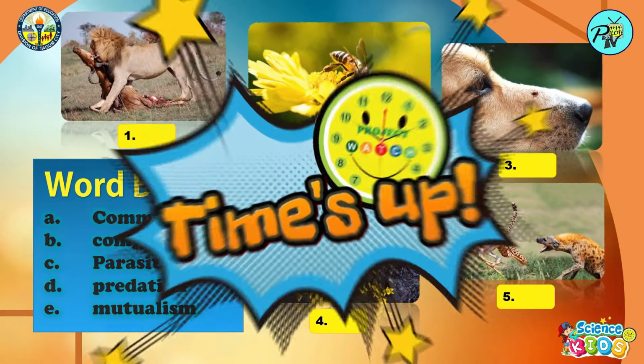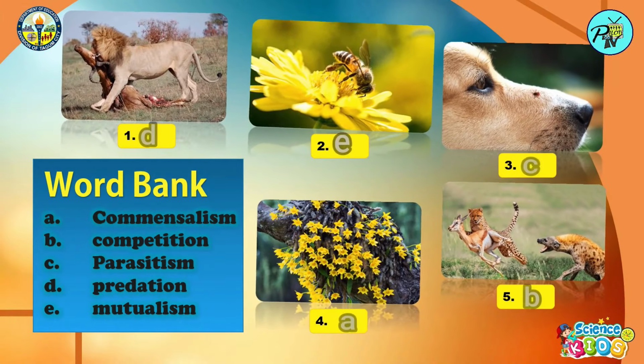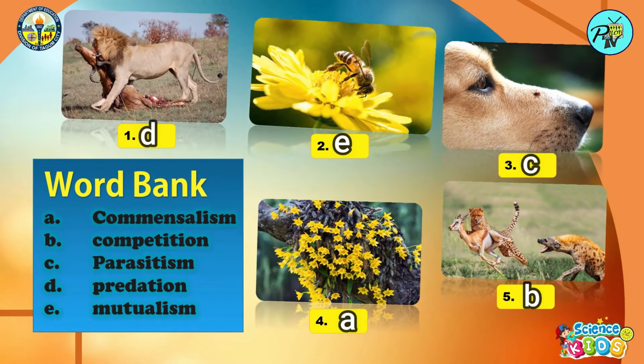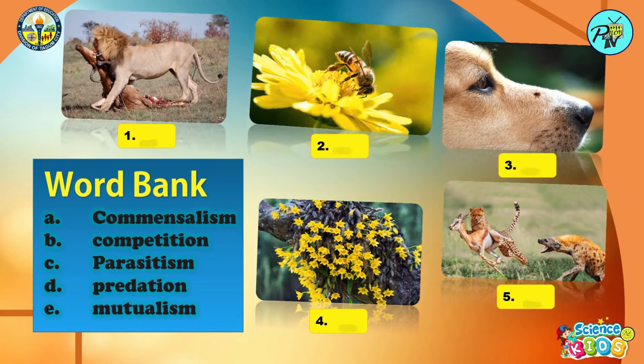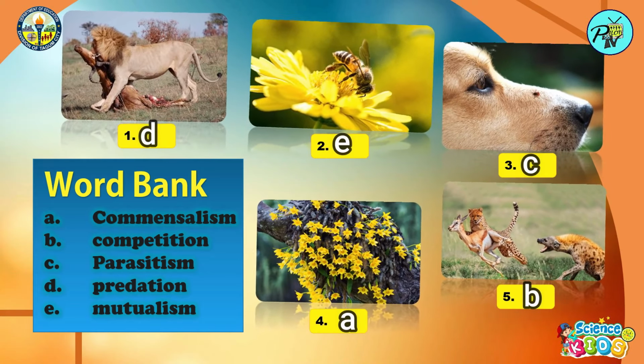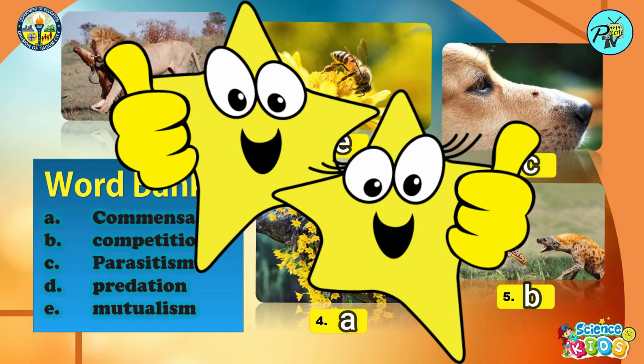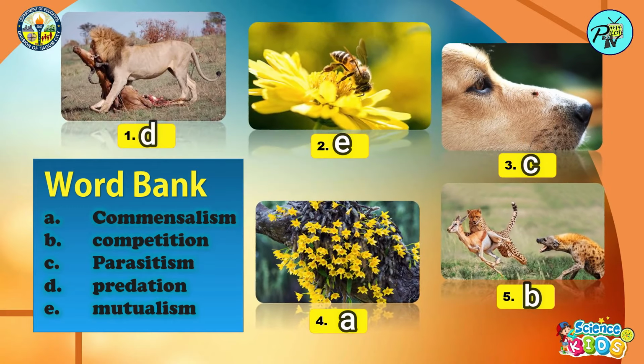Time's up! Now, let's check your answers. If you got all the correct answers, good job, kids! It seems that you really identify the different interactions among living things. And for those who did not get the perfect score, it's okay. We still have other activities to do. I know that you can do it.